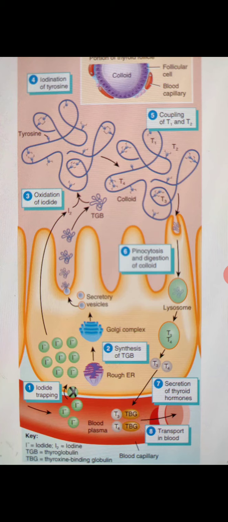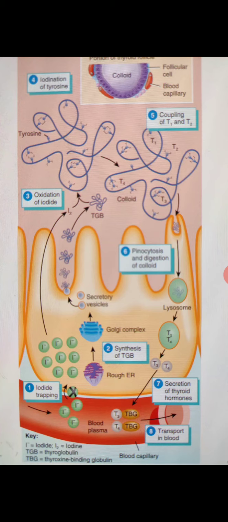पॉइंट नंबर 6, पिनोसाइटोसिस एंड digestion of colloids. Droplets of colloid re-enter follicular cells by pinocytosis and merge with the lysosome. Digestive enzymes in the lysosome break down the TGB, cleaving off molecules of T3 and T4. अलग अलग ब्रेक डाउन कर देता है उनका.